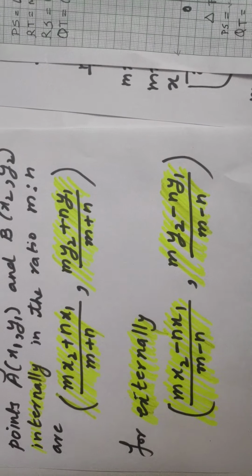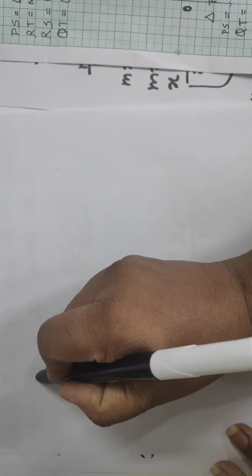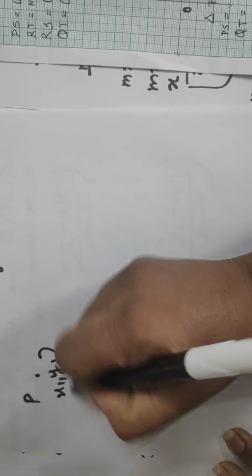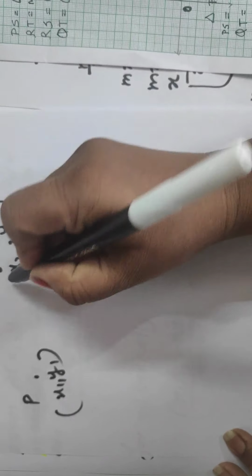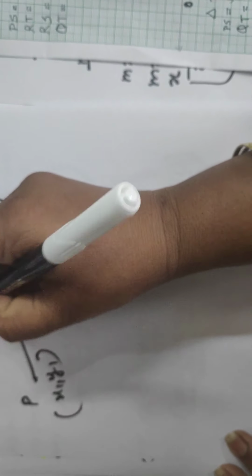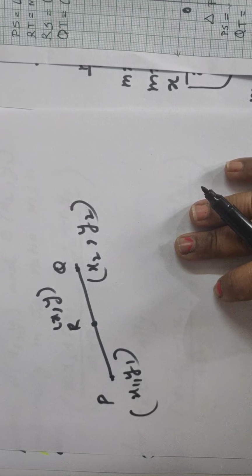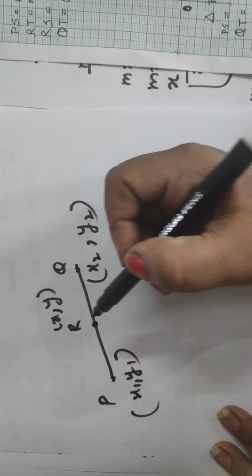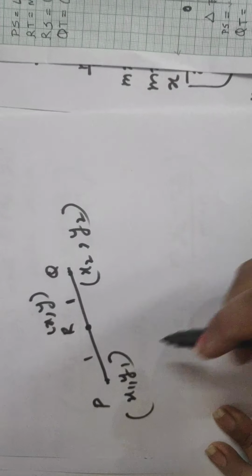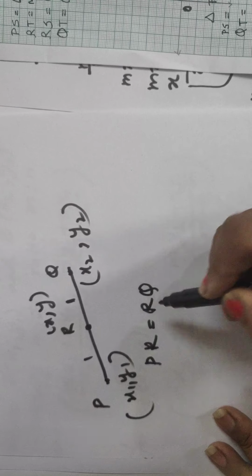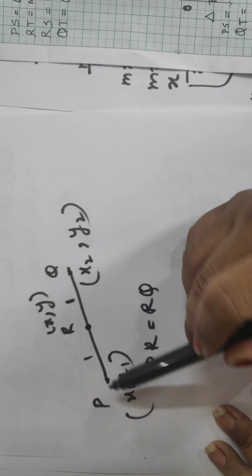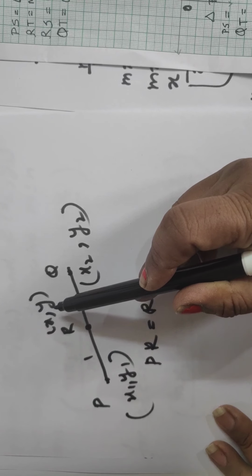But suppose we have points P(x1, y1) and Q(x2, y2), and we have a point R having the coordinates (x, y). It is dividing the line segment in the ratio 1:1. 1:1 means PR is equal to RQ. It is given, or we can say R is the midpoint of PQ, and we need to find x, y.